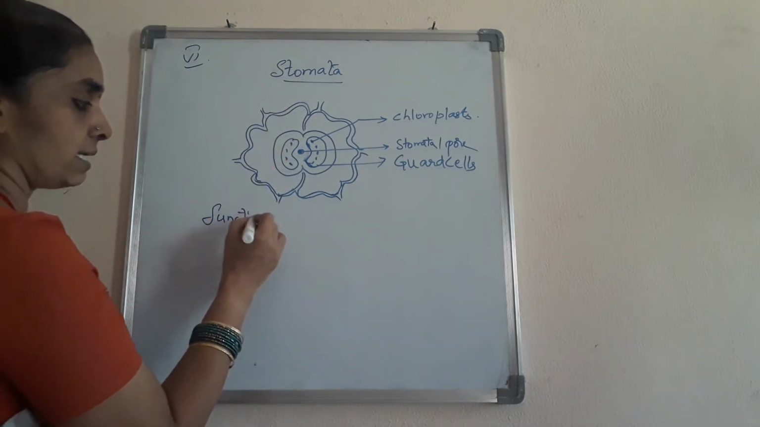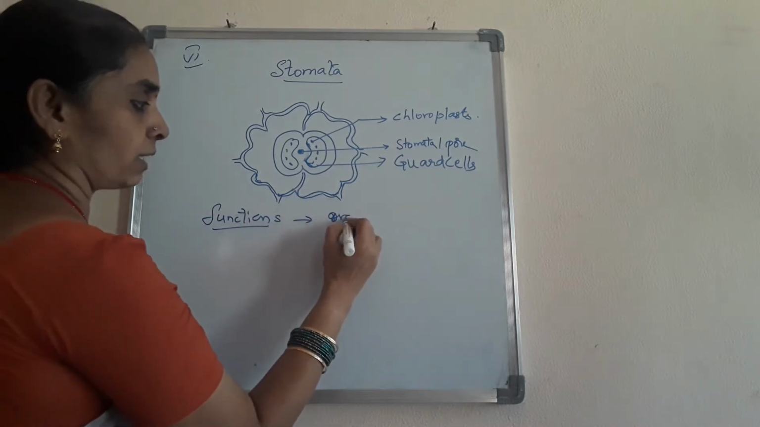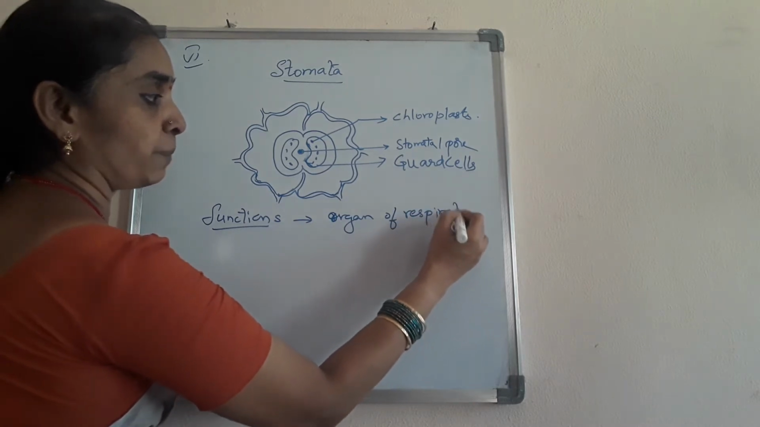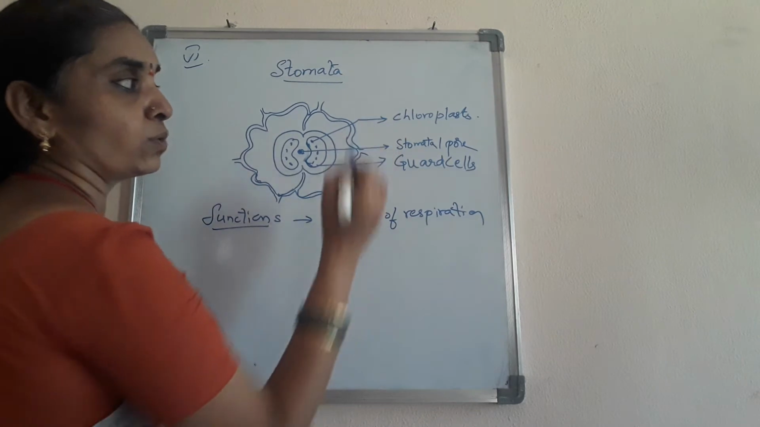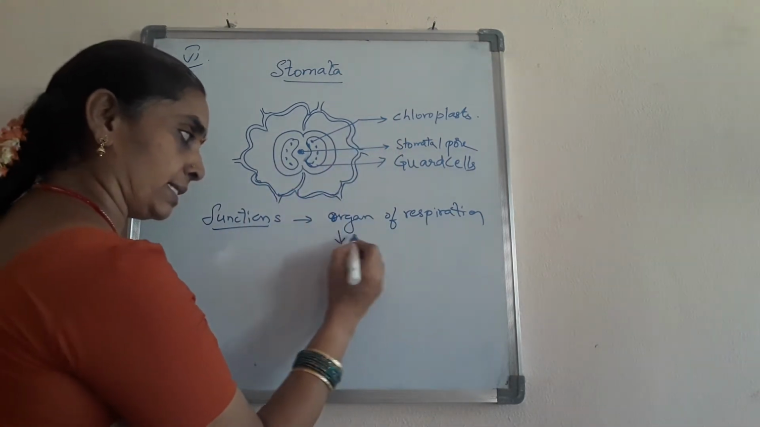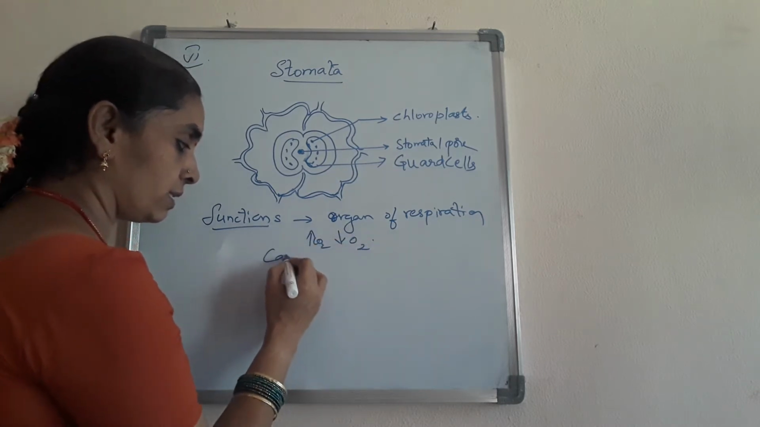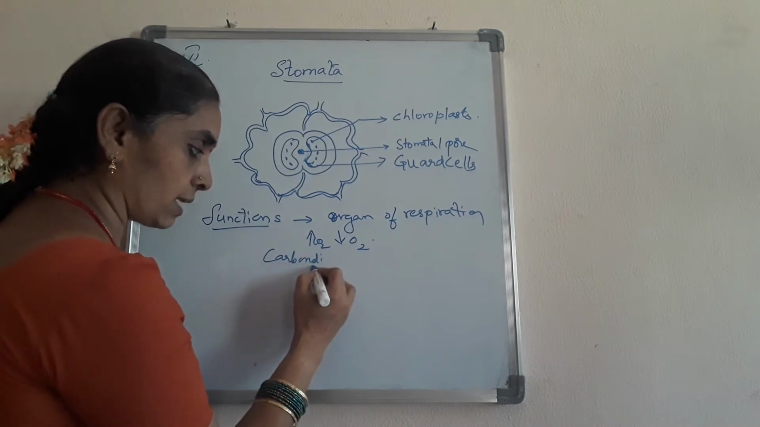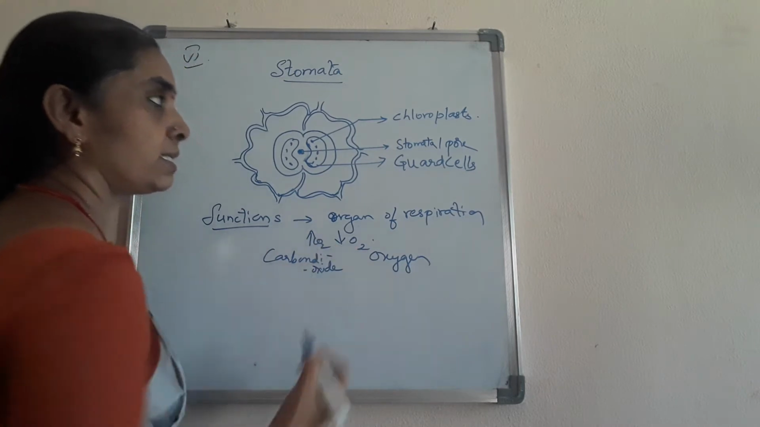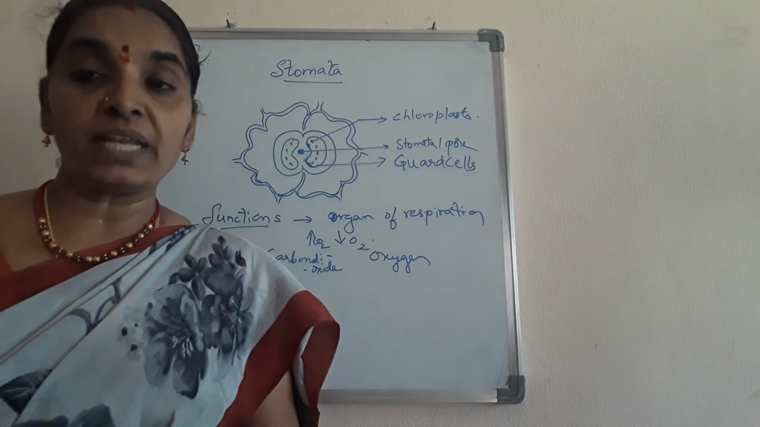Now we have seen stomata as an organ of respiration, isn't it? Exchange of gases takes place through the stomatal pores that are present in the stomata. So it takes in carbon dioxide and gives out oxygen. This is about the respiration process. Next, coming to the transpiration process.